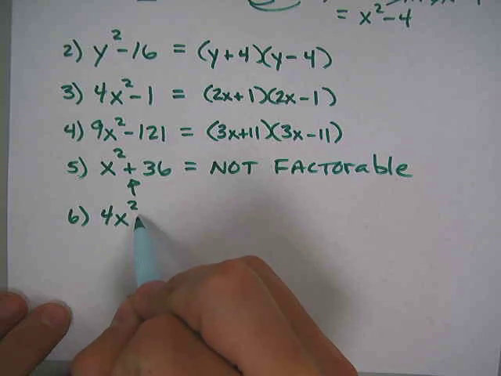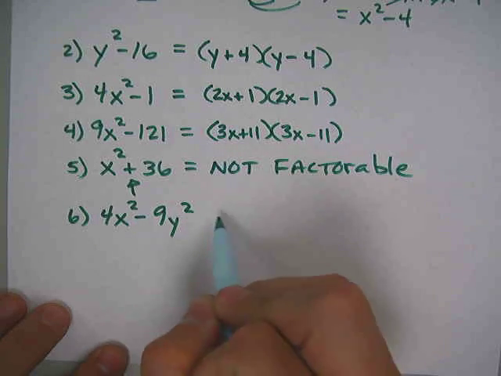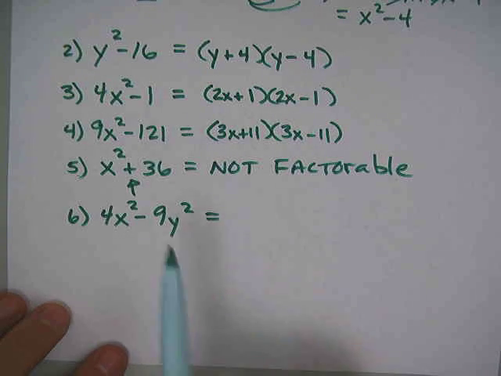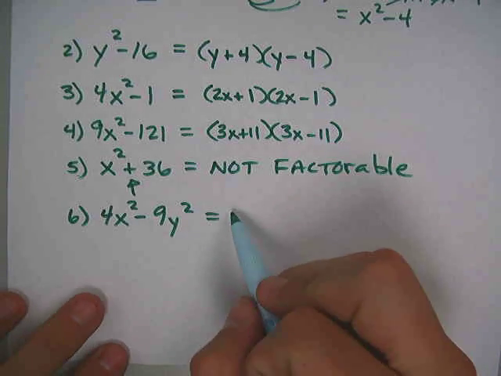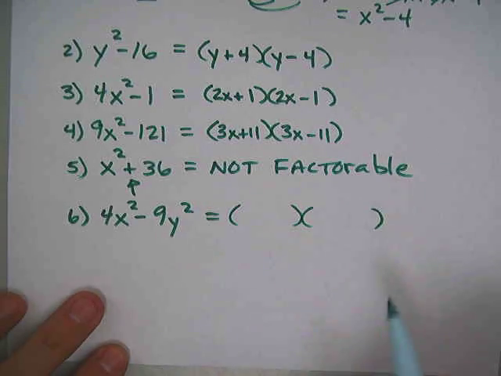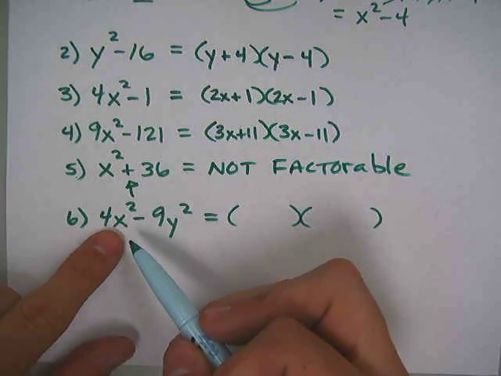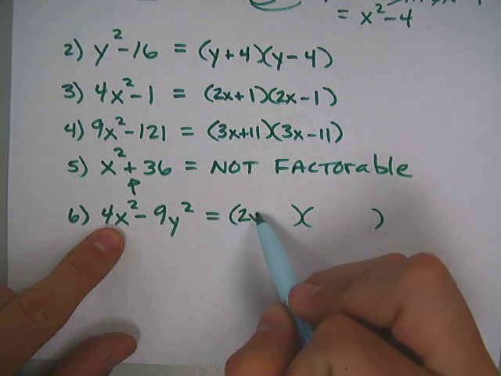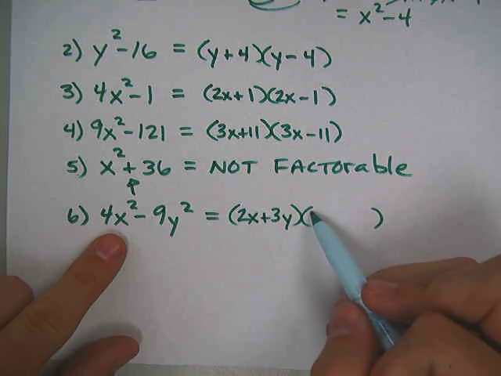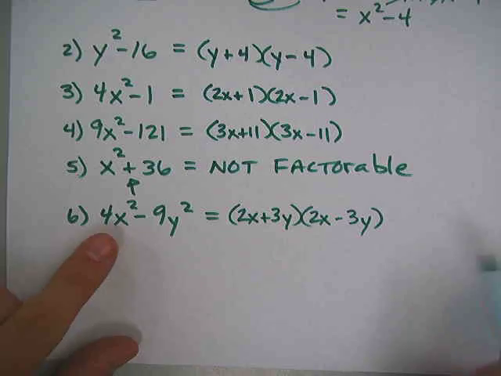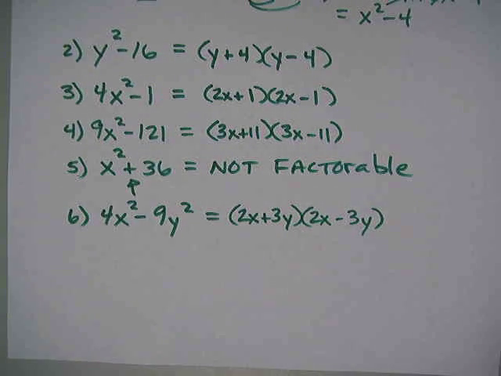Last one. Let's try one that's a little tougher than the others. What if I had 4x squared minus 9y squared? Well, it says minus, so that's good. The first part, 4x squared, that's a perfect square. 9y squared is a perfect square too. So if I factor it, the square root of 4x squared is 2x, plus the square root of this is 3y, and then 2x minus 3y, and I'm done.